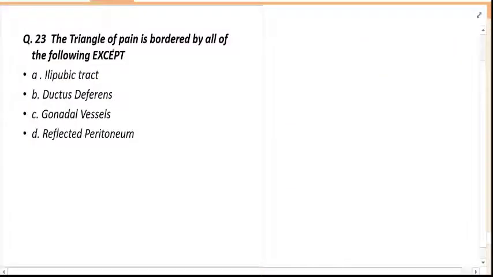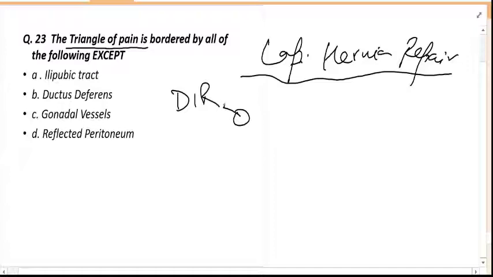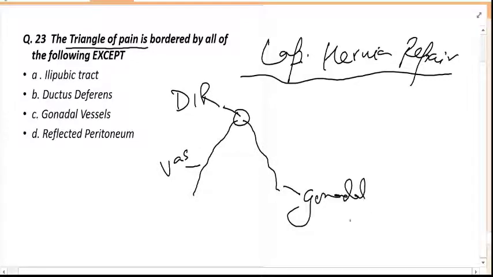The triangle of pain is bordered by all of the following except. See, this triangle of pain and triangle of doom, these are for laparoscopic hernia repair. In laparoscopic hernia repair, the anatomy is slightly different from the anterior approach, because suppose this is deep inguinal ring and you are looking intra-abdominally. This is vas, this is gonadal vessel, and this is peritoneal reflection.